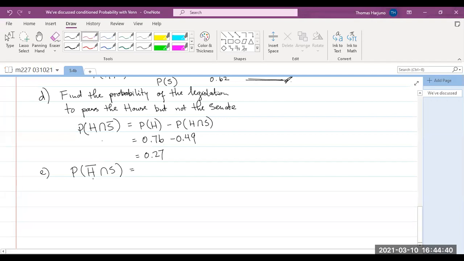So the way you imagine, oh, this is the not edge. So together, if I add this, it will give me the probability of the Senate. Right? If I add them. Either pass the House or not pass the House, we get the probability to pass the Senate. Now using that idea, this is the probability of passing the Senate minus passing the Senate and the House.